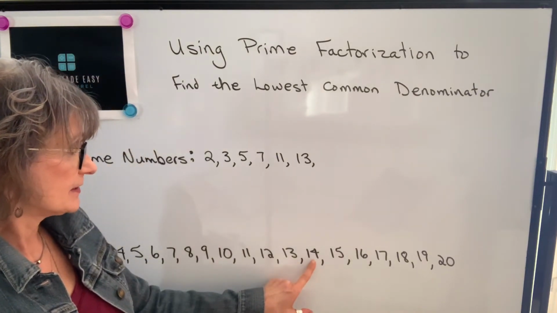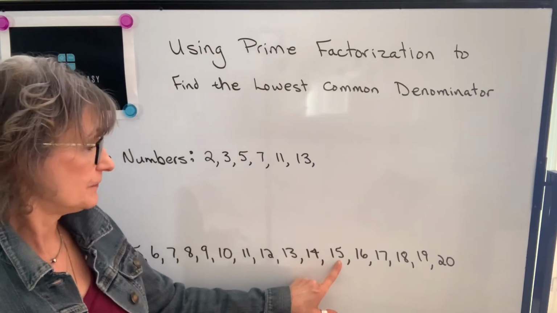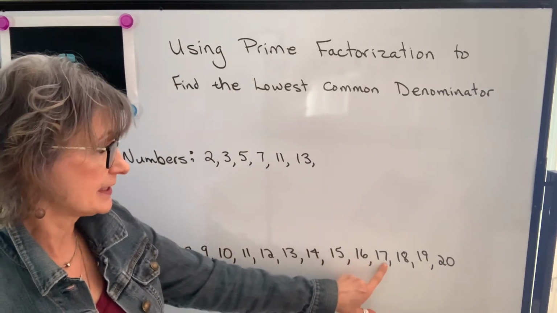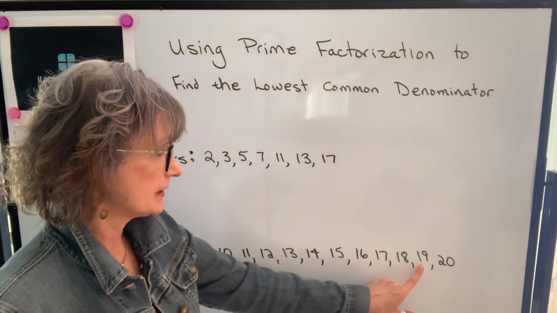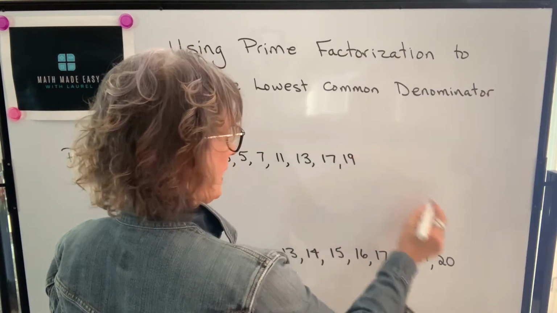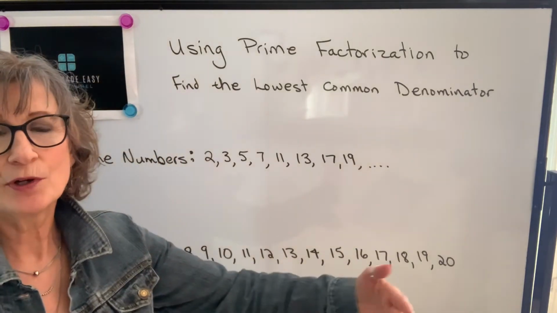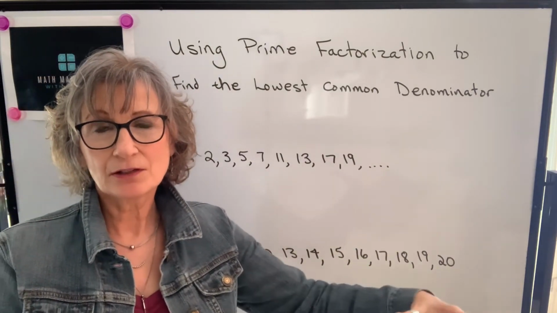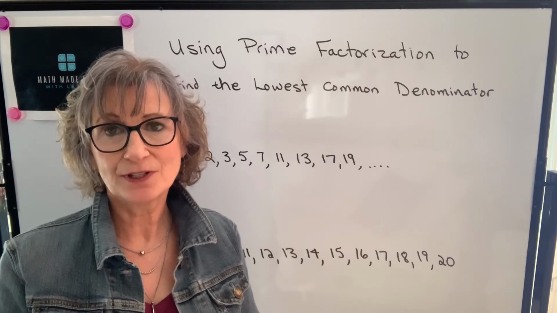So 14 is not. 15 is not because 3 and 5 are factors of 15. 16 is not. 17 is. 18 is not. 19 is. 20 is not. And so on. And we can keep going through our numbers as we get larger and look to see which ones only have factors of itself and the number 1.